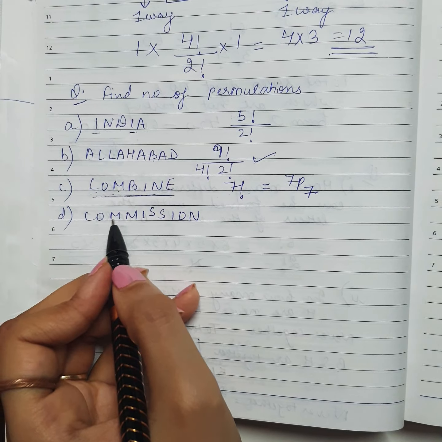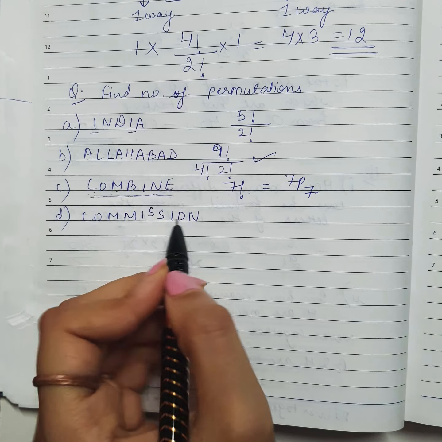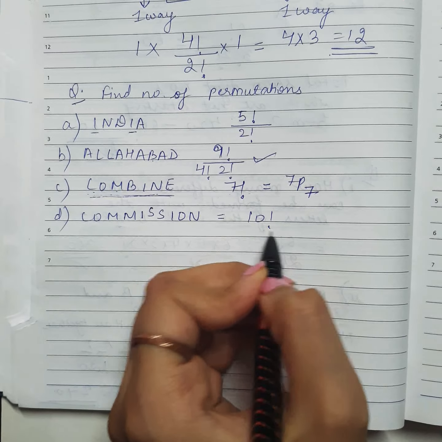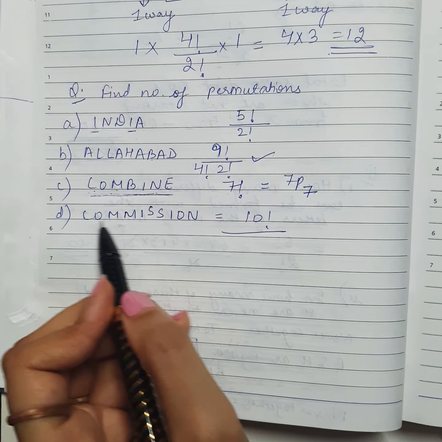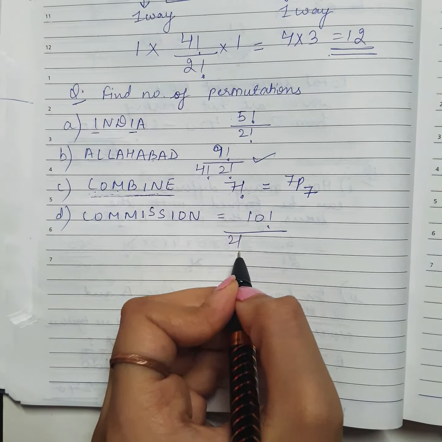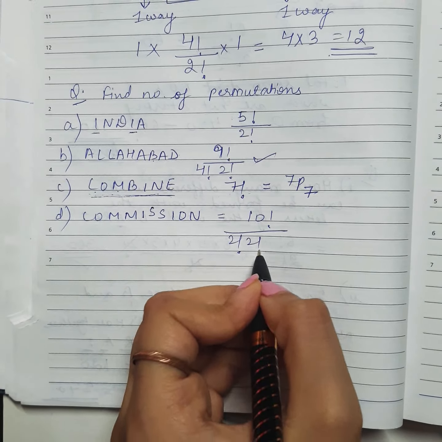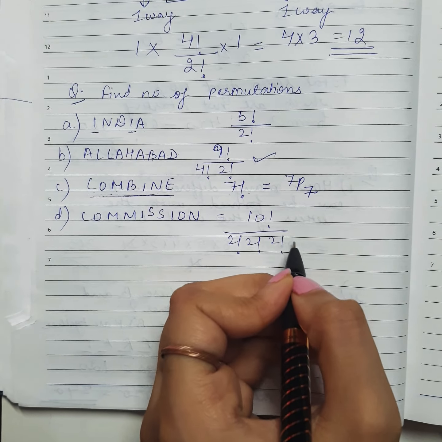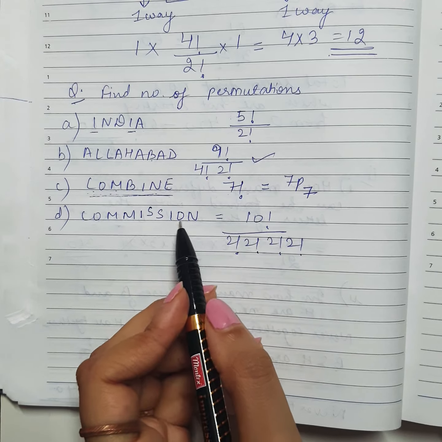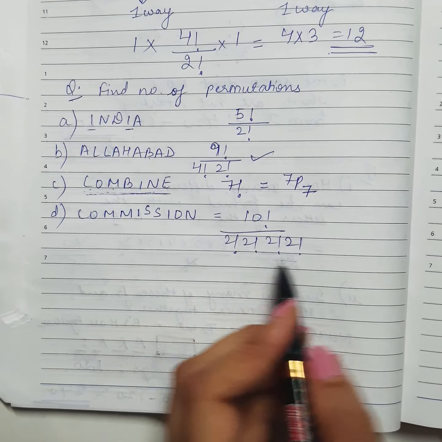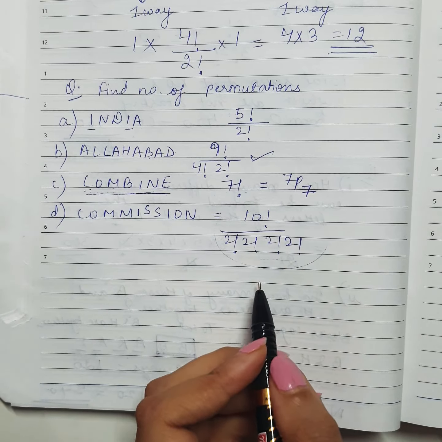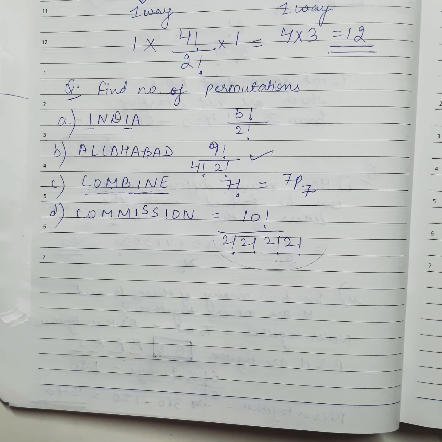Last, 1, 2, 3, 4, 5, 6, 7, 8, 9, 10. Let's see, C not repeated, O 2 times, M 2 times, S also 2 times, I also 2 times, N not repeated. That's it. So solve this to find out the final answer.